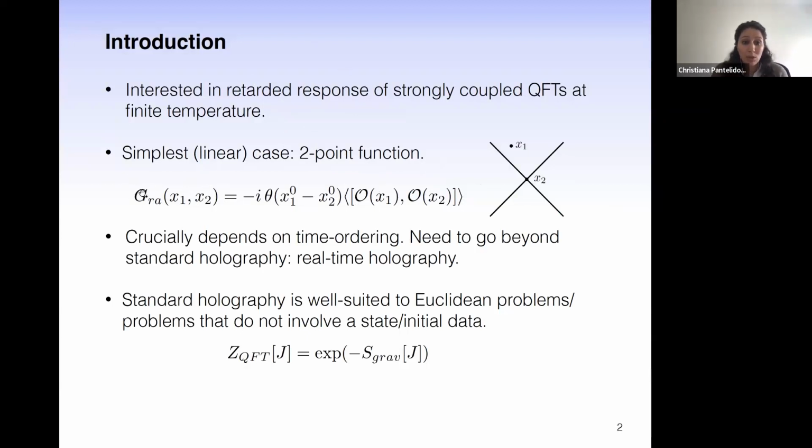And this quantity here, as the name suggests, is a function of 2 points, x1 and x2. And these are precisely the locations where I do the operator insertions in my quantum field theory. Okay. And in order to compute this quantity, I need to compute this right-hand side here.